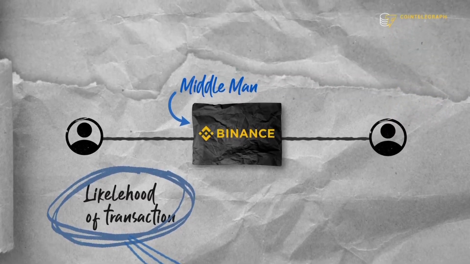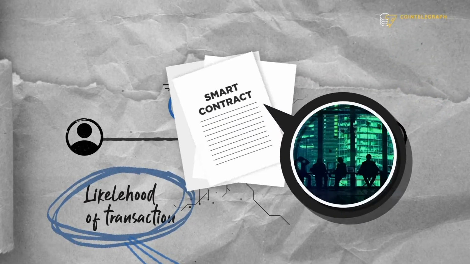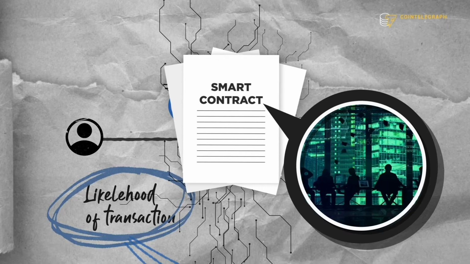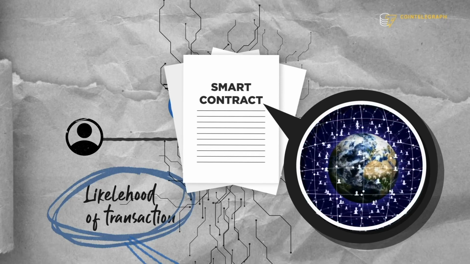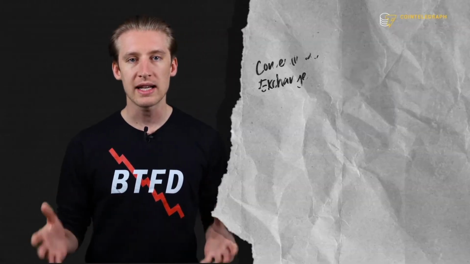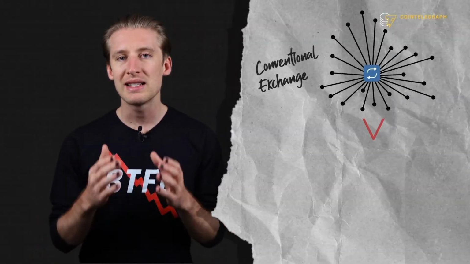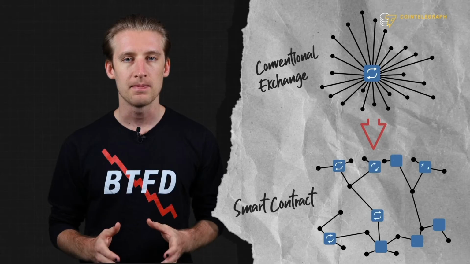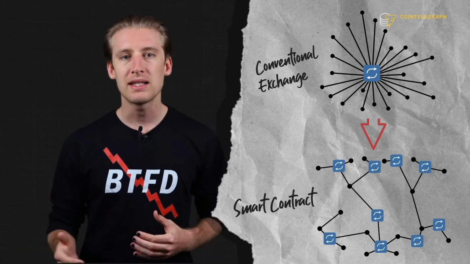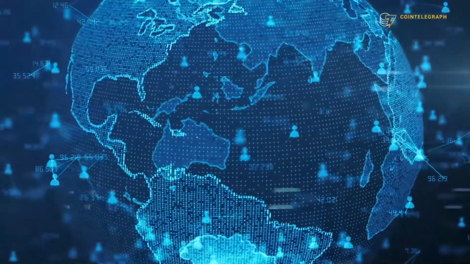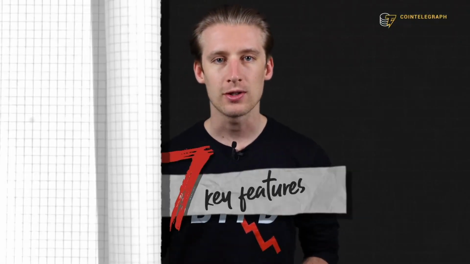Smart contracts eliminate the need for a middleman because instead of being run on a company server, they are run on a decentralized blockchain network. This increases the likelihood of a smart contract executing because the network is not controlled by a single entity. Blockchain networks are instead maintained by anonymous nodes spread out all over the world. This important distinction gives smart contracts 7 key features.